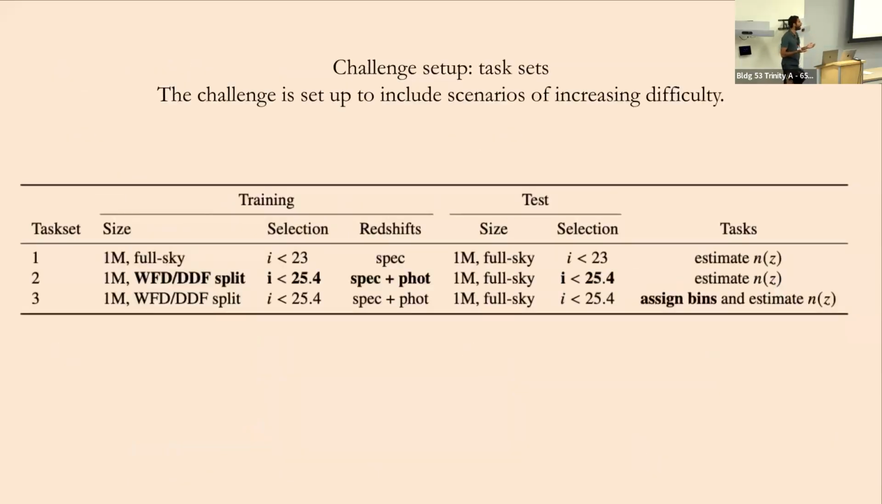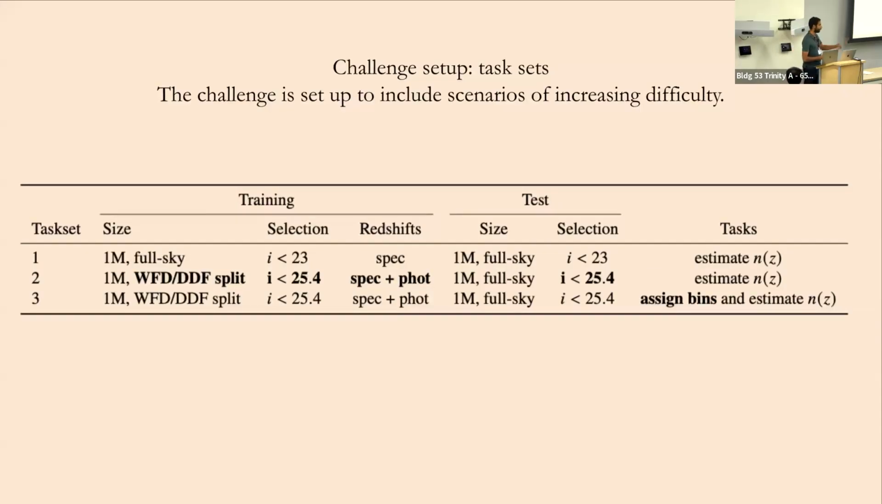We have 3 task sets right now as it's currently defined, tracking the p(z) challenge with increasing difficulty. So task set 1 is a fairly bright sample, i less than 23. 1 million galaxies sampled uniform randomly from the full sky. And the task here is only to estimate N(z). The tomographic bin edges are going to be given.